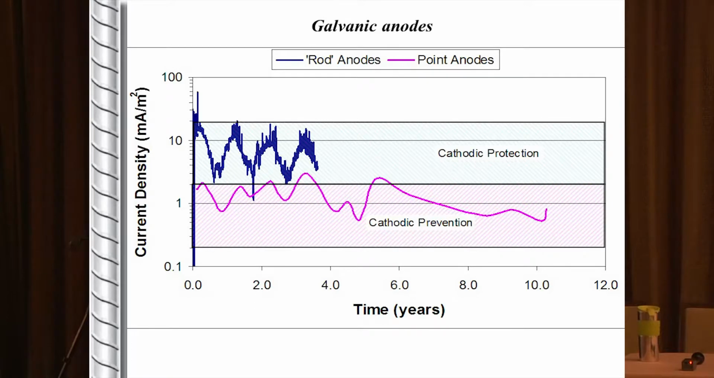One of the advantages of this system is that you also get a higher level of protection. With those discrete anodes, the little puck-type anodes, the level of protection is down in that pink curve. With the distributed anodes, it provides more current, and we're up in the cathodic protection range.